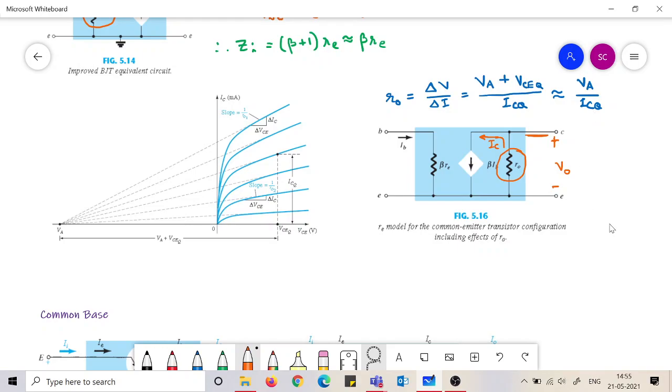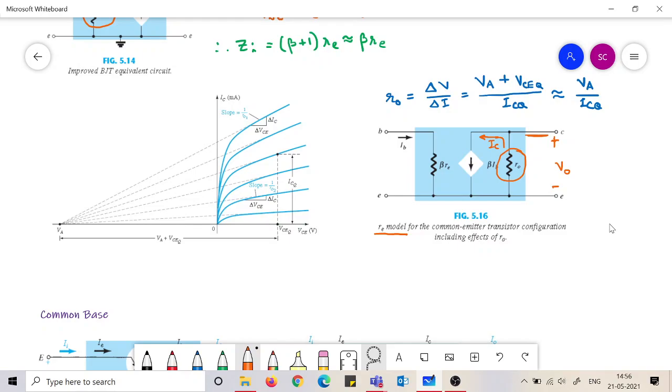So now we have a complete RE model of the common emitter configuration. The complete RE model is now obtained and it looks like this. Please remember this model, put it in memory, and it is not hard to remember. The input resistance is simply beta RE, and in the output side there is a current source beta IB which is pointing downwards, and an R0 in parallel to it.